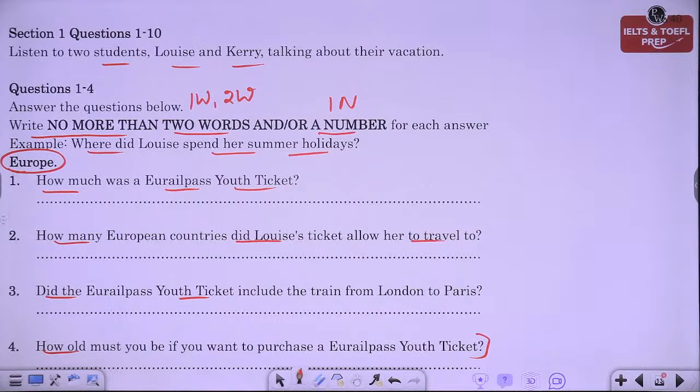Were there any other restrictions on the tickets? Well, if you want to pay more or less money, you can choose another plan. There are 15 and 21-day plans or 2 and 3 month plans. The only restriction for the youth ticket is that you have to be under 26. That suits my friends and me.